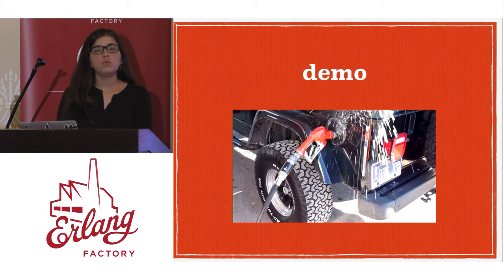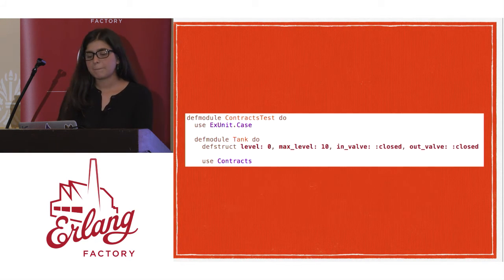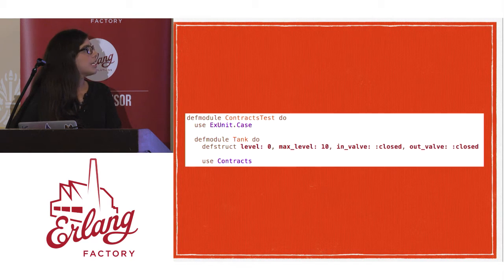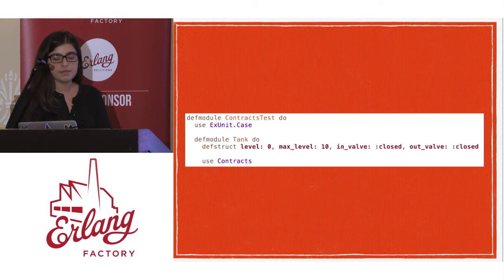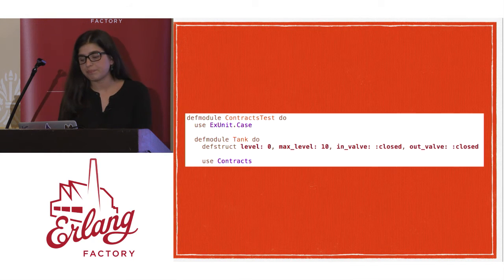So for the demo, we want to use the example of filling a tank, on how to properly fill a tank. So we have this contract test model, and we define the struct of a tank, which you can see there. We also had to pay attention to the use clause and make it know how to use the contract library.